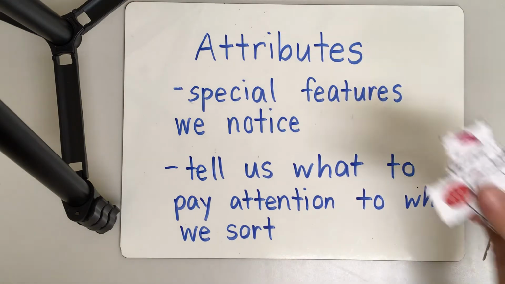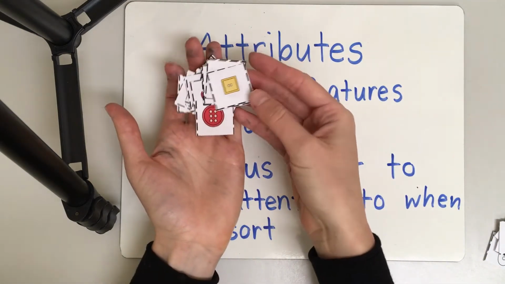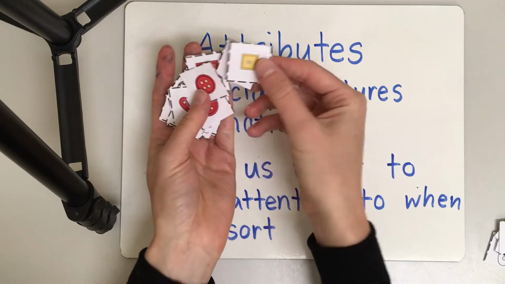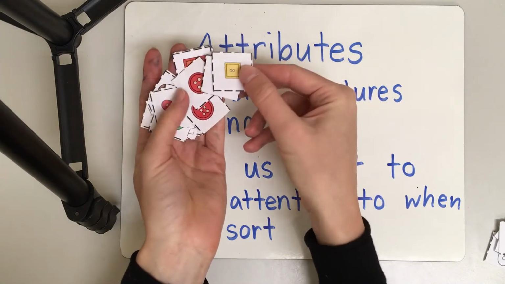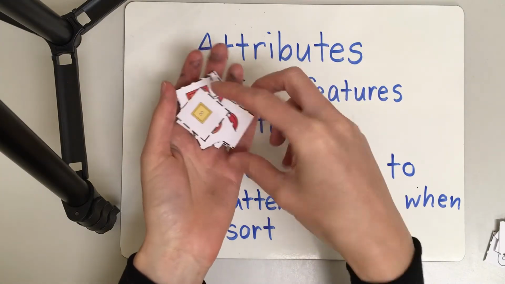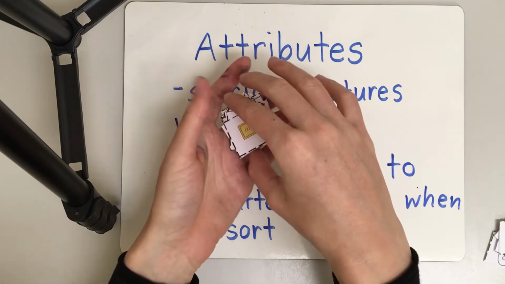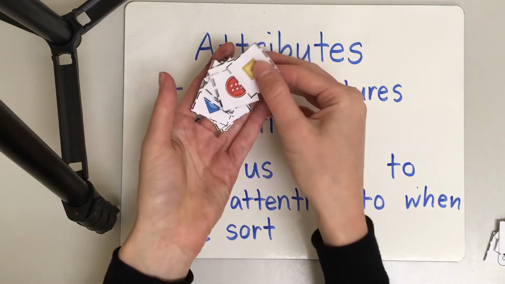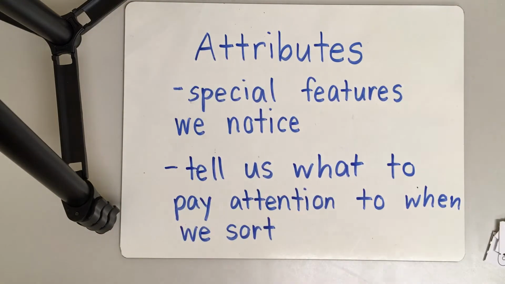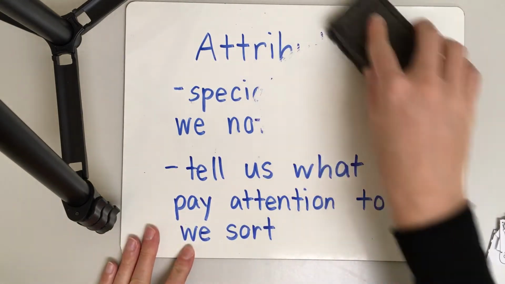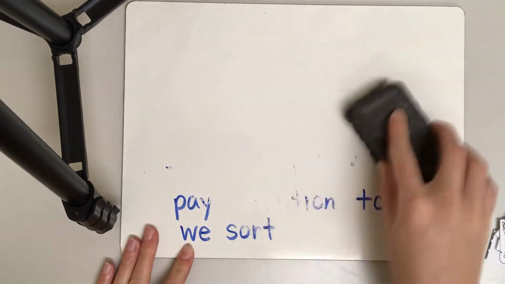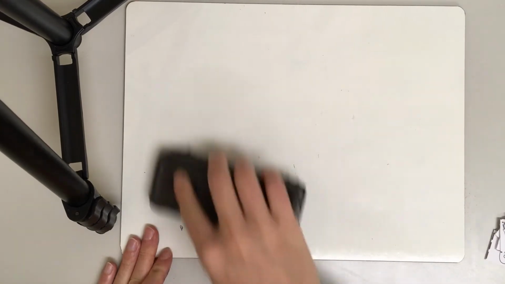Today we are going to be using cutouts of buttons. We will be noticing different special features or attributes of the buttons and then paying attention to those special features so that we can organize them into groups. Before we start sorting and organizing our buttons, let's learn some different attributes.